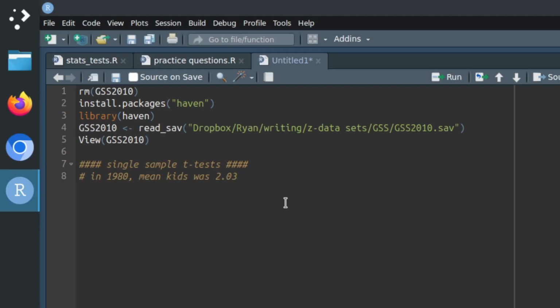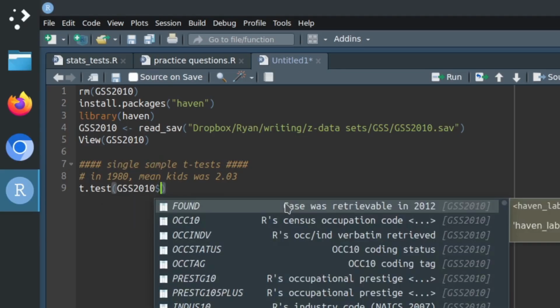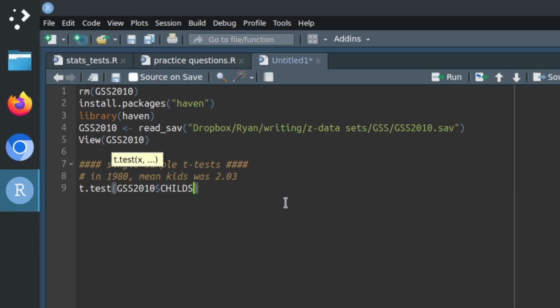So to do this is a very simple t-test. So it's just t-test, then we have to pick our variable. So this is going to be from the GSS 2010. The variable is childs. And then, and here's the key, you just put in your target value. So this is the population parameter we're comparing against. That's called mu. So we put mu in and equal to 2.03.